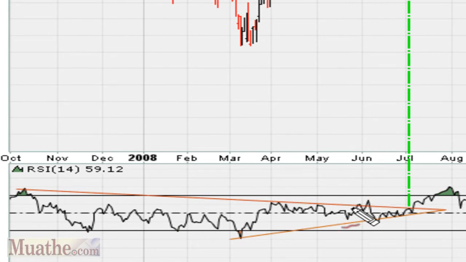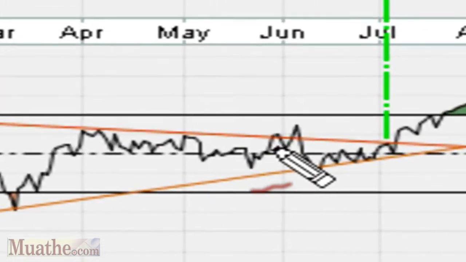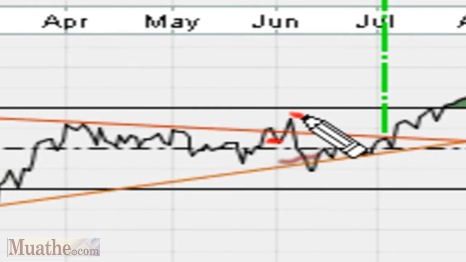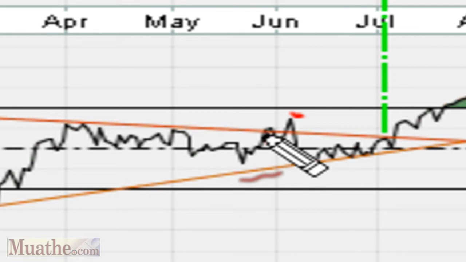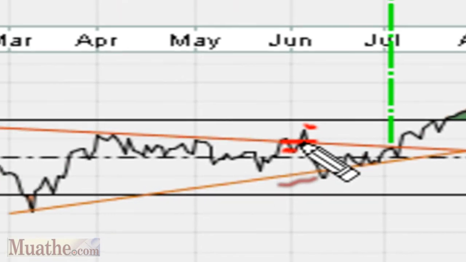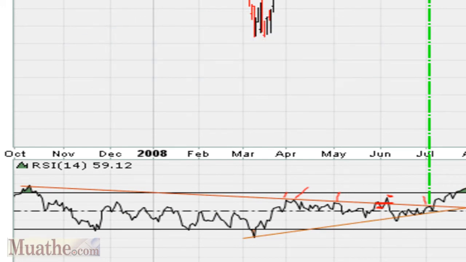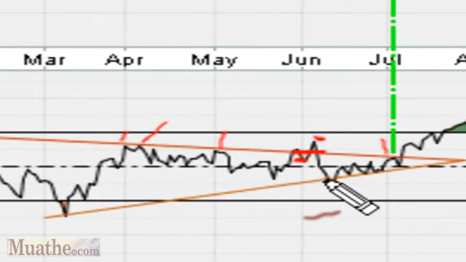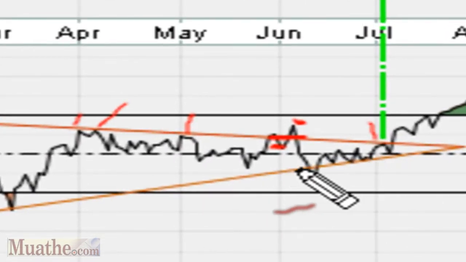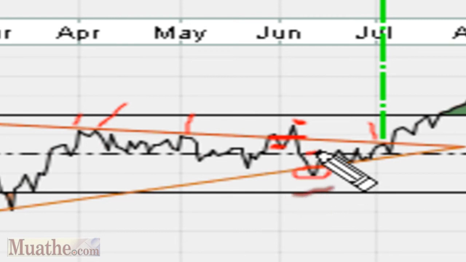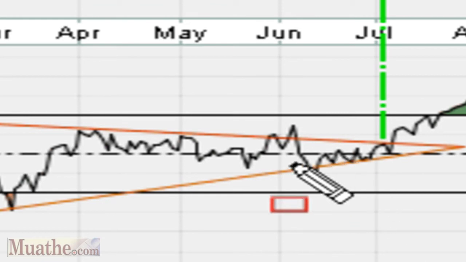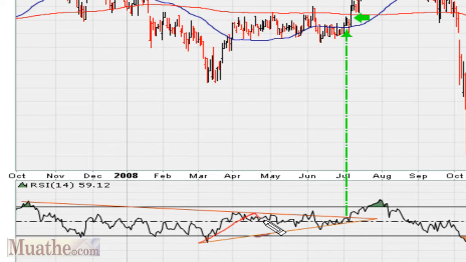which is this area here, you see that that is equal to that level on the wave, so that cancels out, forming a straight line there in theory, and you see that it hits that high, that high, that high, and that high. So our wedge is connecting to as many points as possible, which makes it a true wedge. Also, you'll notice on the lower line we have adjusted for a wave cancellation because that area cancels out with that area there. Let me take that off so you can see it. So we have a wave cancellation there, so we have this nice wedge here.